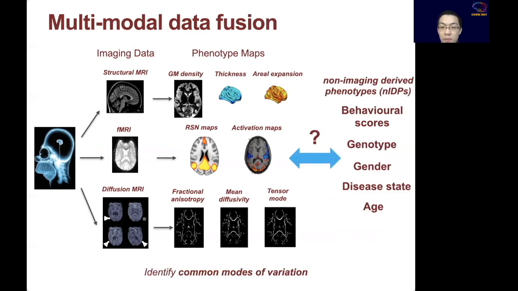Our approach for simultaneously integrating and analyzing such multiple modalities was to focus on common modes of variation across the population. Given these multimodal maps, together with subjects' demographic, behavioral, and clinical information, known as non-imaging derived phenotypes, we aim to discover a low-dimensional representation of the brain maps. Each of them represents a specific set of brain areas that covary together and are related to IDPs and nIDPs.